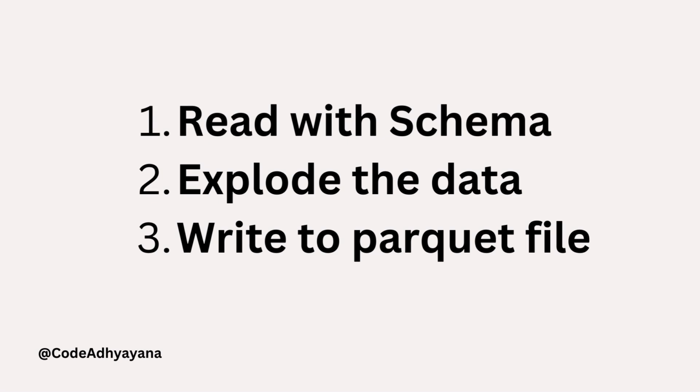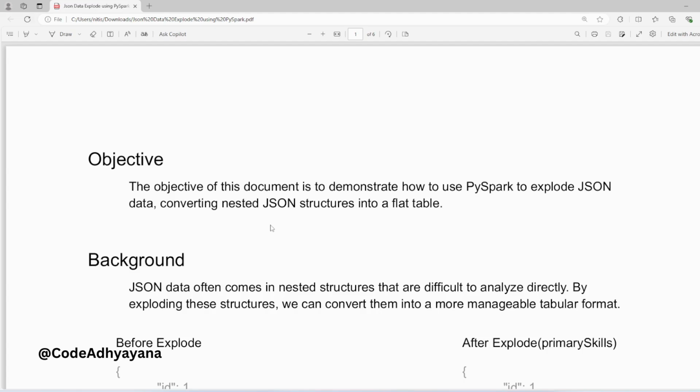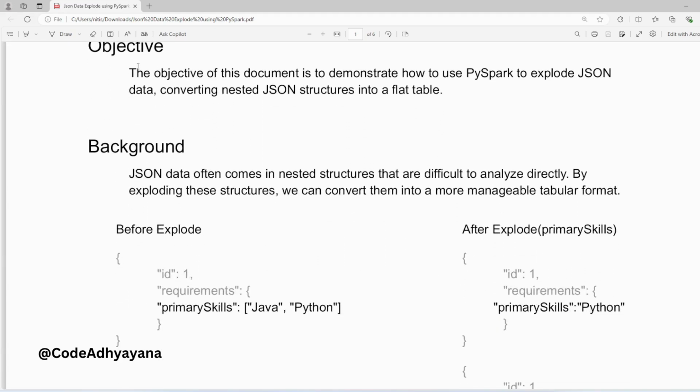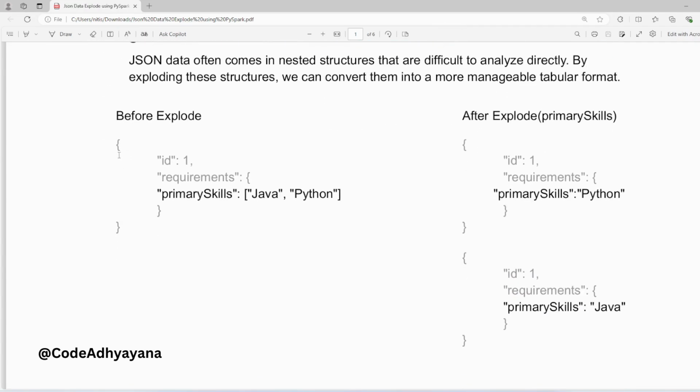Now let's see the use case before we jump into the coding example. We are going to read the JSON file and create one Parquet file. If you see the JSON file here, this is the array. Now this array we want output like this. If I have two values in this array, I need two different rows, so here one for Java and one for Python.